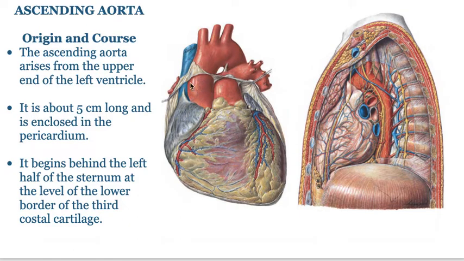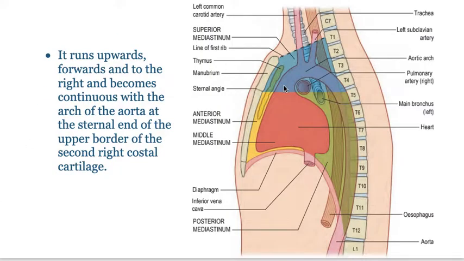The ascending aorta arises from the upper end of the left ventricle, is about 5 cm long, and is enclosed within the pericardium. It begins behind the left half of the sternum at the lower border of the third costal cartilage. Now, it runs upwards, forwards, and to the right side, and becomes continuous with the arch of aorta at the sternal end of the upper border of the right second costal cartilage.